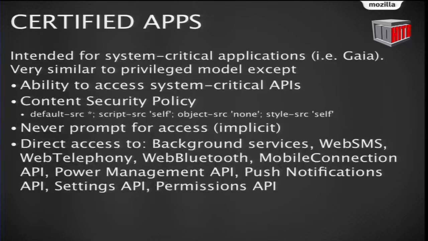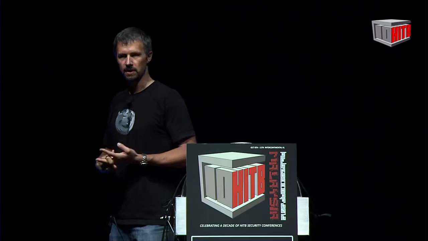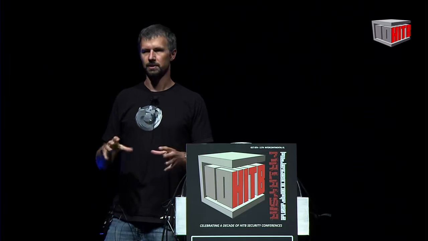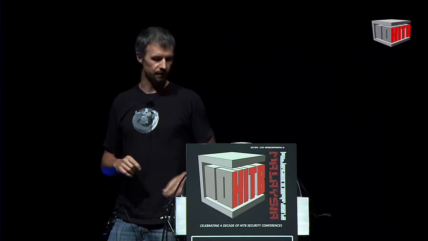So we don't ask the user. We don't prompt the user about whether or not a certified application should have access to the APIs that it needs. Because, for example, if you ask the user whether the settings app should have access to the settings API and they say no, you now have a broken device. If you ask the user whether the phone app should have access to telephony, you now have a broken telephone if they say no. So these are things that don't ask for permission, which is also why this is a very small set of apps. We do not want this to be a common use case. This is only for things that are essential to the device's correct functioning.